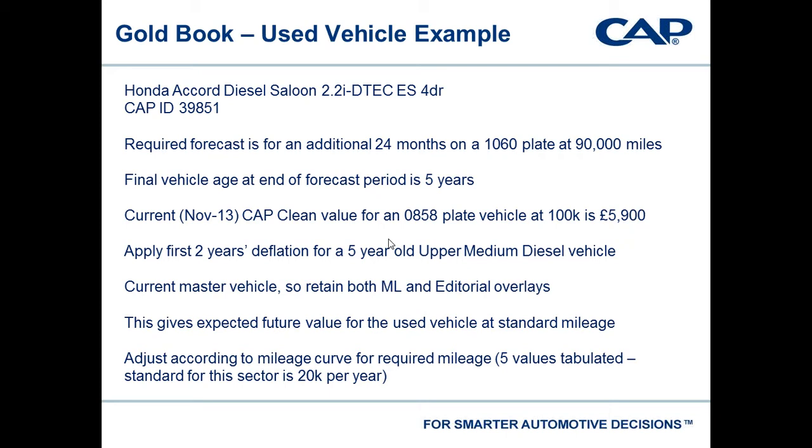Example of how that use calculation works. I think this is almost exactly what I just explained. A 3-year-old value going out for 2 years. It's going to be 5 years old. We take a 5-year-old today, deflate it forward 2 years, and apply model life and editorial overlays where necessary, and adjust for mileage.